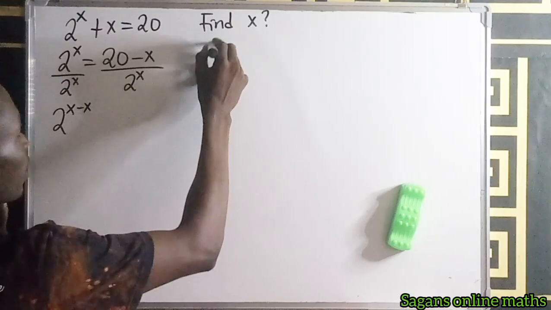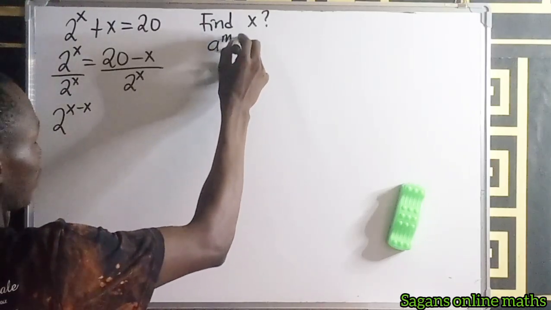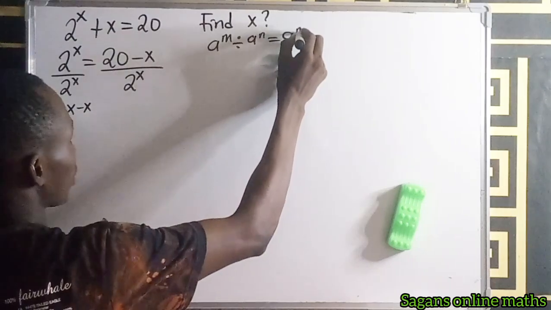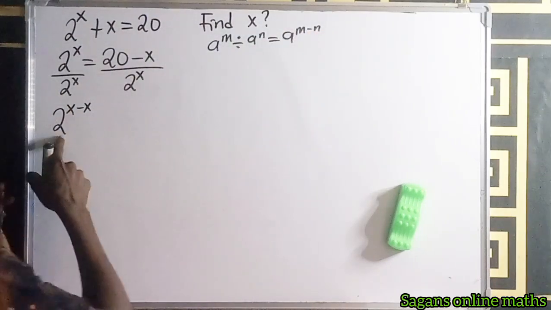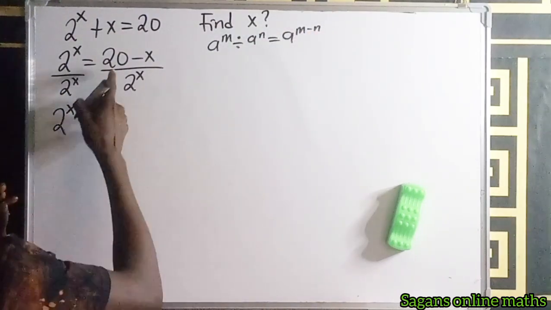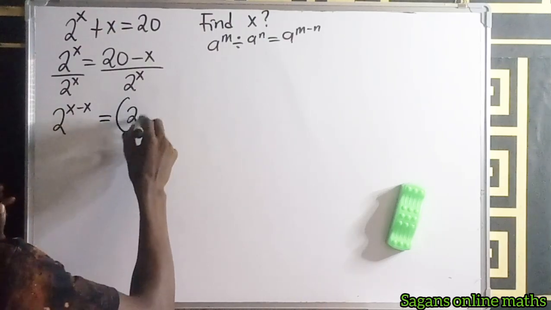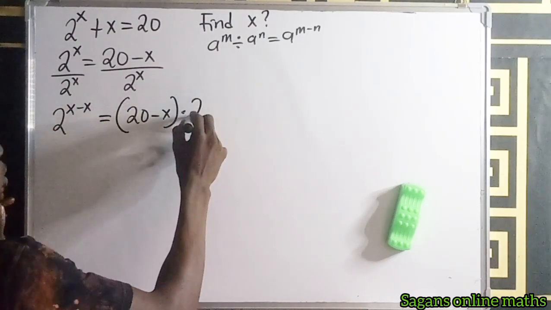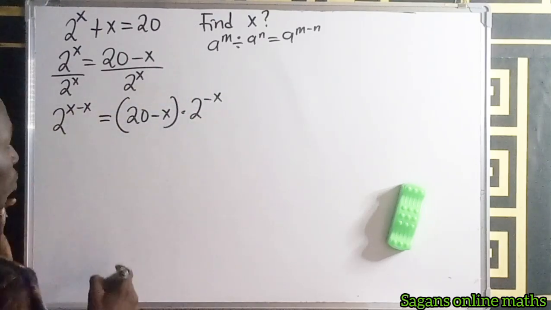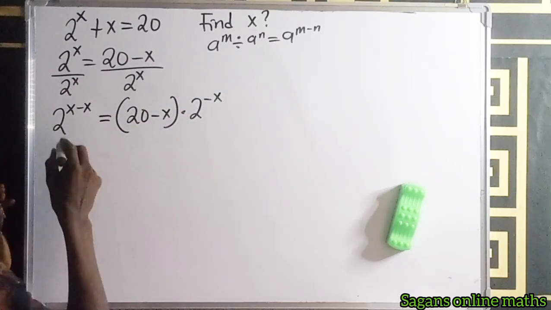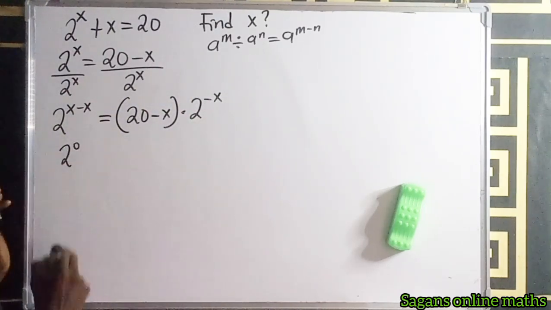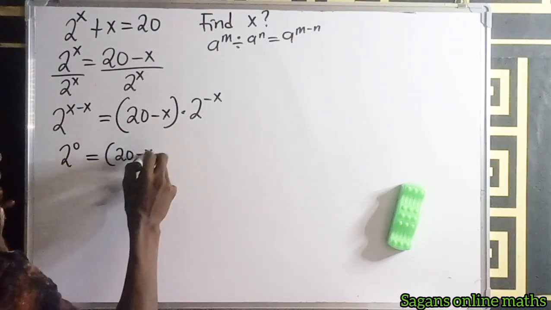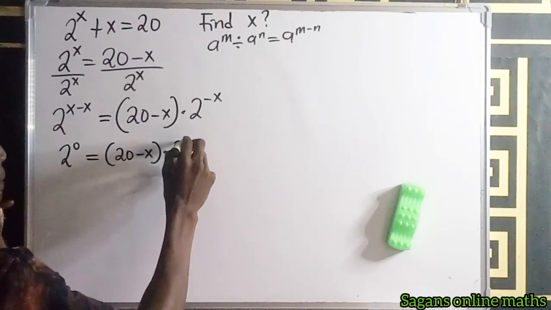Like if we have a to the power of m divided by a to the power of n, this is equal to taking a single base and subtracting the powers. That's what happened here. Equals, we can also write this as 20 minus s multiplied by 2 to the power of minus x. We are not wrong. Okay. Now this will give us 2 to the power of 0, because s minus s is 0, equals 20 minus s multiplied by 2 to the power of minus x.